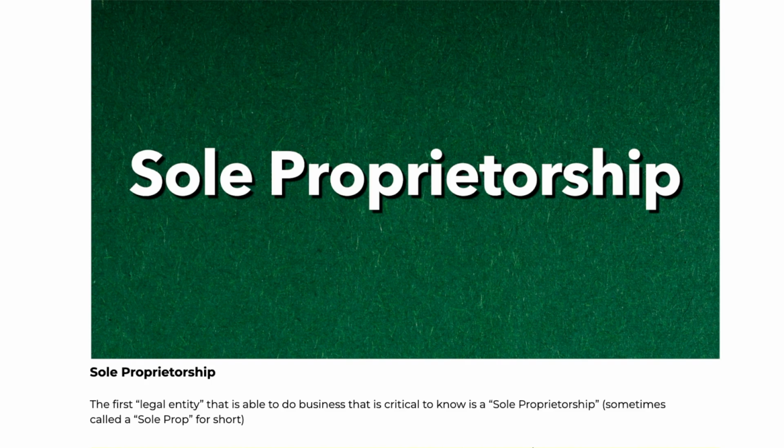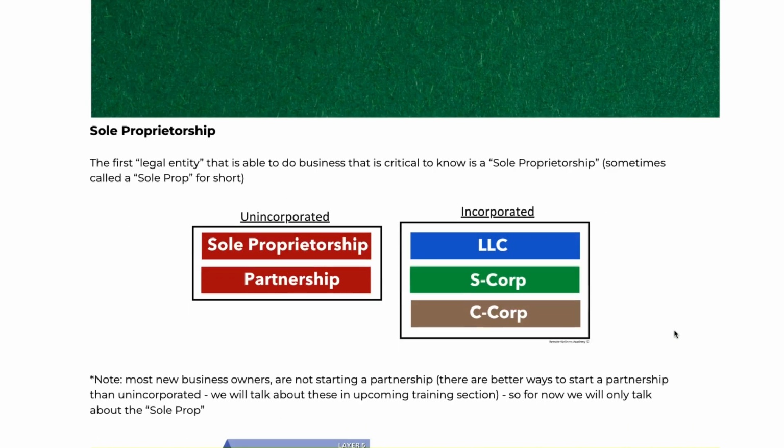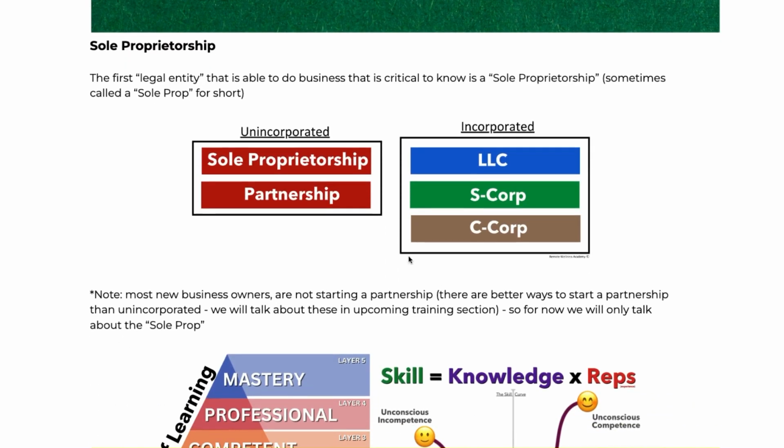All right, team, welcome to this training in which we are going to be talking about the sole proprietorship, or sole prop for short. Now, if you remember from the previous training section, we did say that this is the first legal entity that needs to be understood in order to actually do business. This is in the category of not being a corporation. I'll be honest, I almost always call it a sole prop because it is much easier to say.